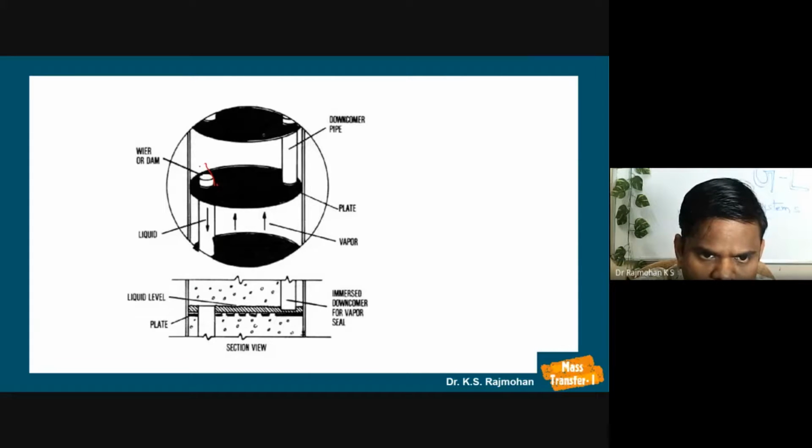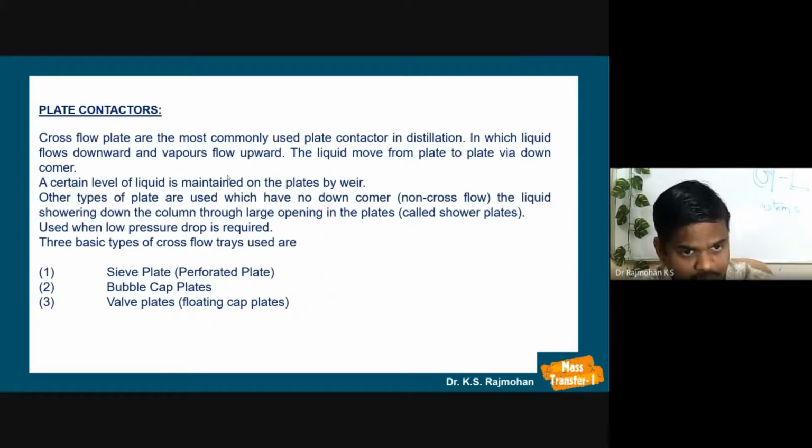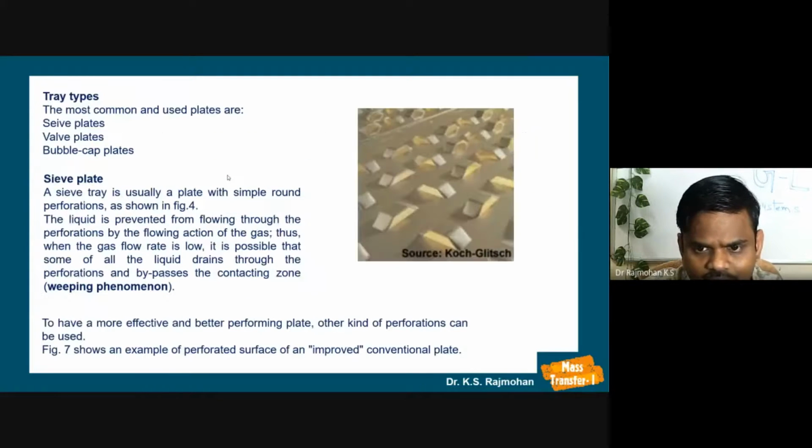If the weir is too high, we are going to have a higher amount of liquid holdup. So the liquid level on each tray depends upon the height of the weir. Okay, so we have plate contactors which include sieve plate, bubble cap and valve plates. Valve plates differ from bubble cap in that they have floating cap plates. I'll show you the photos. So this is one. We will have some floating type. With a small pressure, it will push up a little, and through that the gas will enter.